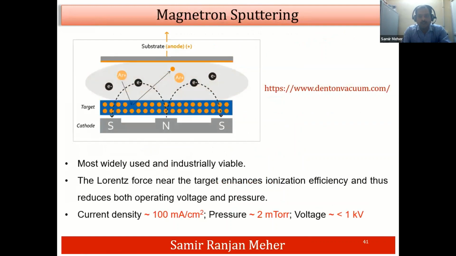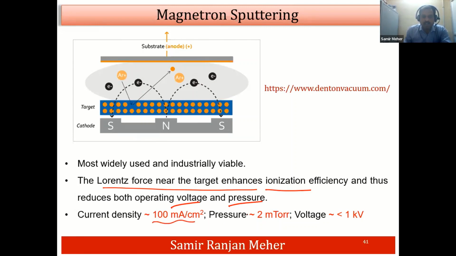So to avoid all these things, we can go for magnetron sputtering, which is most widely used and industrially viable. In this case, we apply a magnetic field to the target in a perpendicular direction. So the Lorentz force will enhance the ionization efficiency, and also it will reduce the operational pressure and the breakdown voltage. Since effective ionization takes place in this case, the current density is very, very high, around 100 milliampere per centimeter square.